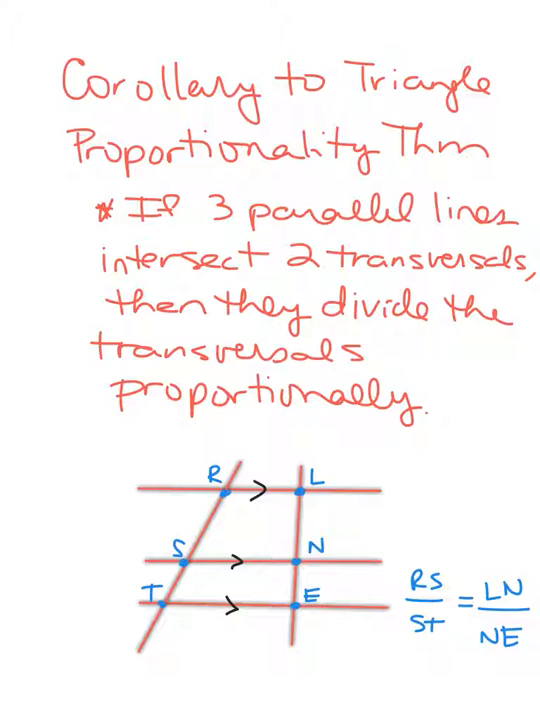Now I have a corollary, which is something that kind of feeds off the theorem. So this is the corollary to the triangle proportionality theorem that we just looked at. It says if 3 parallel lines, so here are my 3 parallel lines, intersect 2 transversals, here are my transversals, then they divide the transversals proportionally. So again, I'm not saying that these segments are congruent, I'm saying it divides them proportionally. So what I can say is, here's my proportional statement, RS is to ST as LN is to NE.